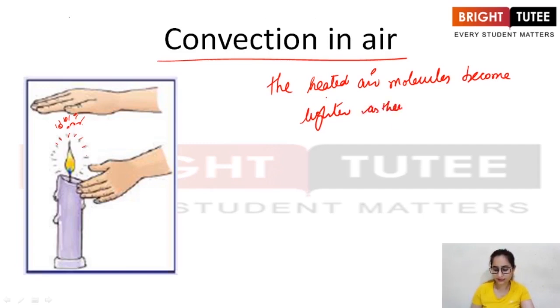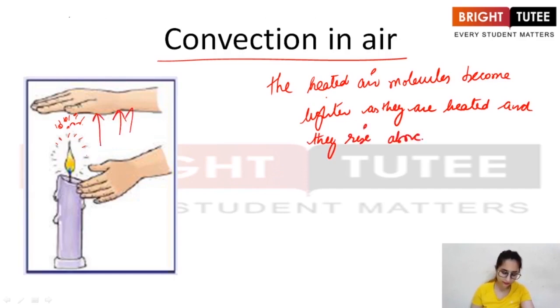As they are heated, they rise above. They start rising above, right? They do not move sidewards. They only move above. That is why the heat is experienced only by your hand which is above the flame.